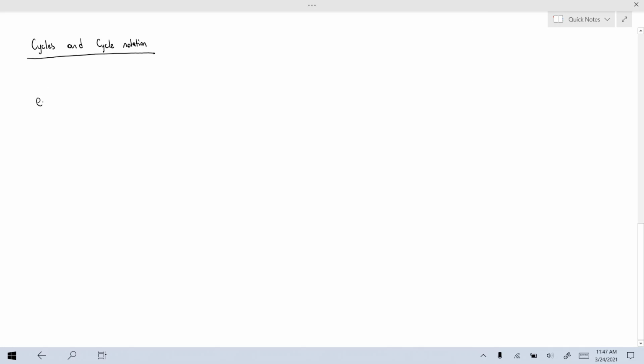So here I'm just going to illustrate with some examples. I'm going to introduce another permutation in S7. This is gamma, and I'm going to write gamma like this. Okay, so what does this mean right now? Let me translate this back into matrix notation so that we can all understand what this permutation gamma is doing.